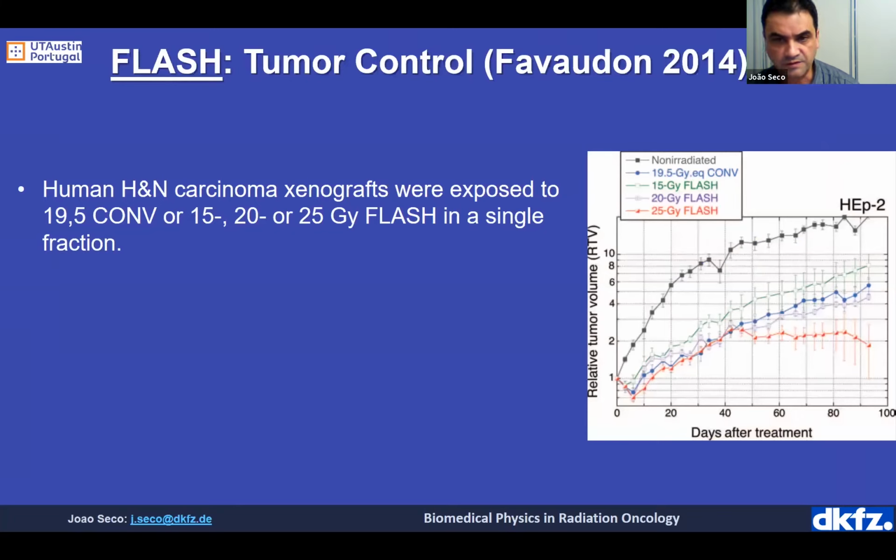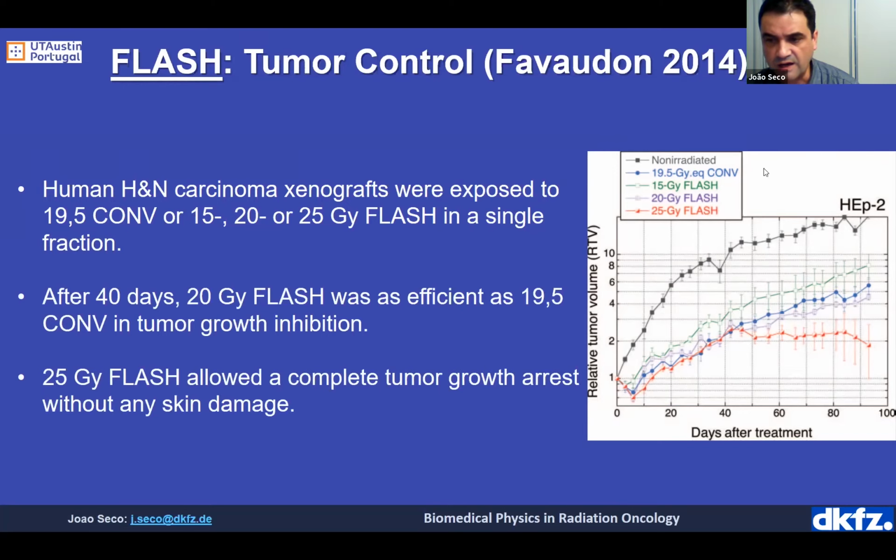They also looked at tumor control to see, does the flash also alter tumor control? And they found that it didn't. So in their studies, they had head and neck carcinomas implanted as xenografts, and they saw that the tumor response for conventional, which is this blue line, was identical to the flash. And so they see these two curves follow each other. That means that tumor control is equal for conventional versus flash. So the effect is primarily in reducing side effects on healthy organs. Right? So the tumor control is statistically equal.